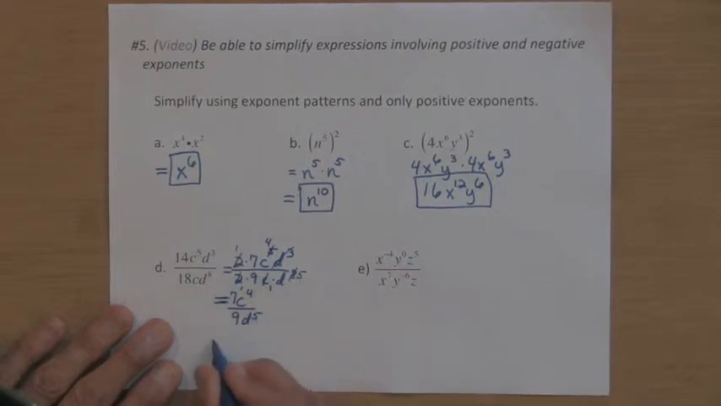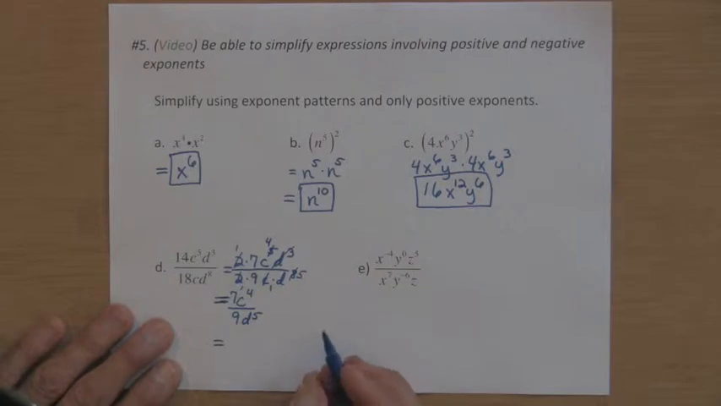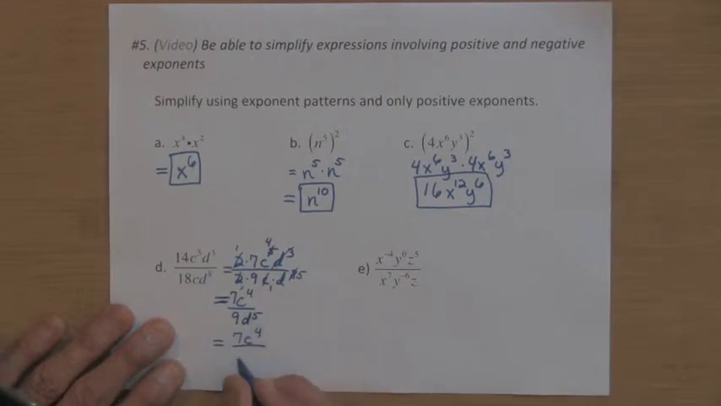And I'll rewrite that so it's a little neater. So the top of that fraction ends up being 7c to the 4th power. And my denominator is 9d to the 5th power. And no common factors or no common variable factors to simplify.